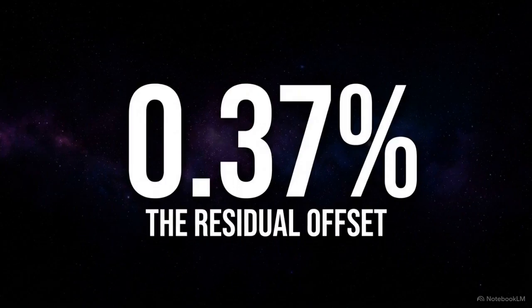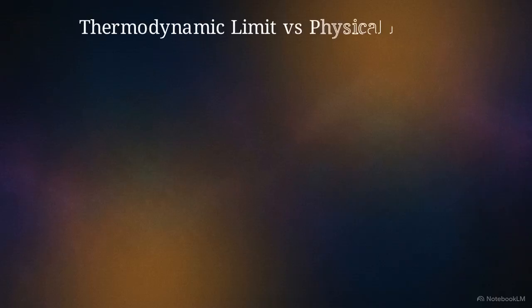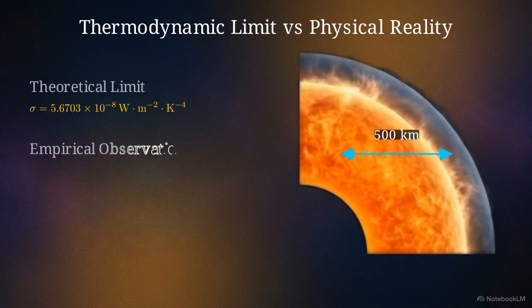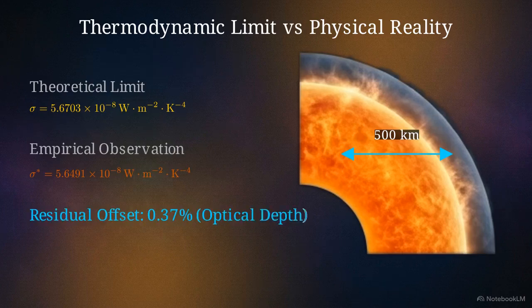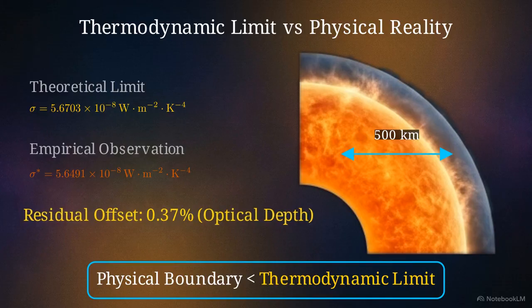But we must account for that remaining 0.37% difference between the physical measurement and the absolute mathematical ideal. This tiny offset is not a rounding error. It directly quantifies the finite optical depth of the sun's extended atmosphere. The theoretical equation assumes a surface that is infinitesimally thin. A real star has a 500-kilometer deep boundary layer. The math proves that physical boundaries must always reside just strictly below the perfect thermodynamic limit.